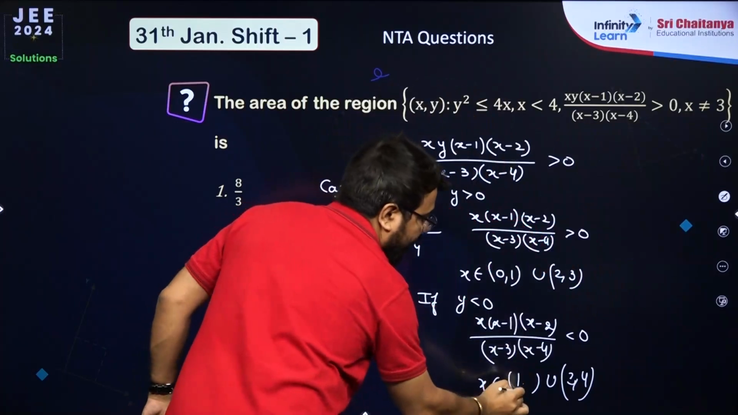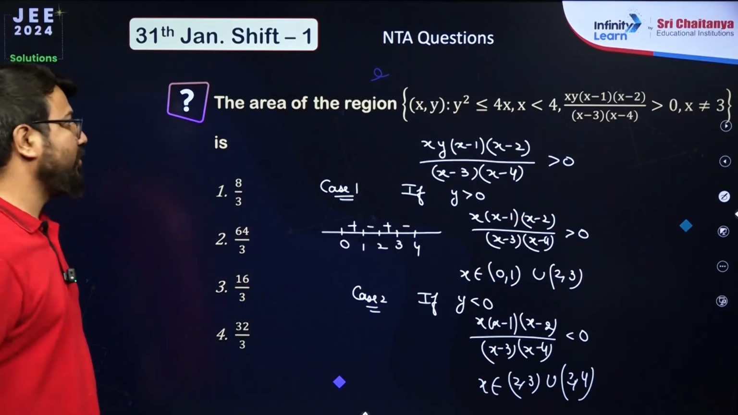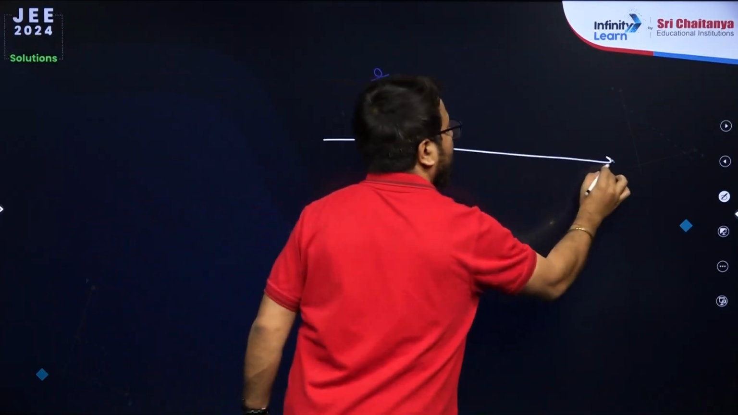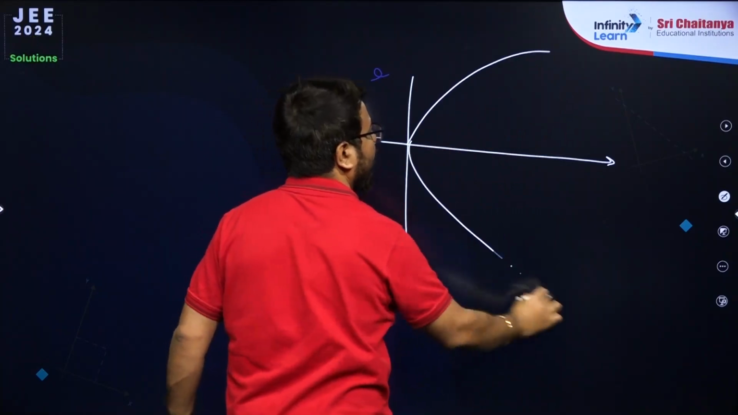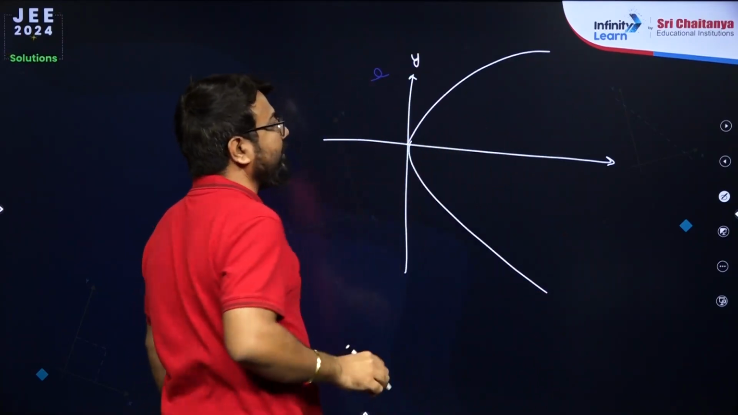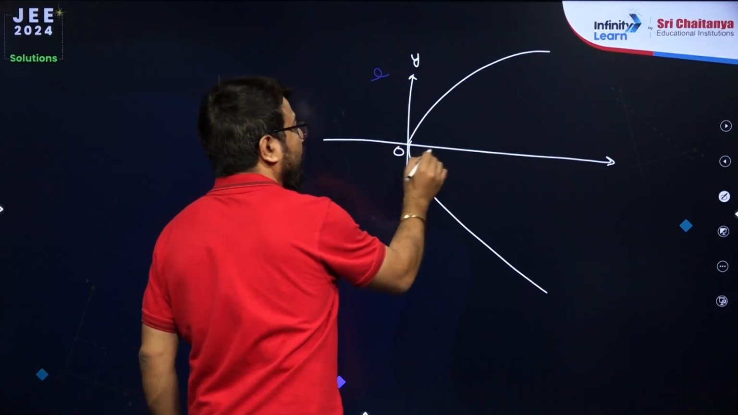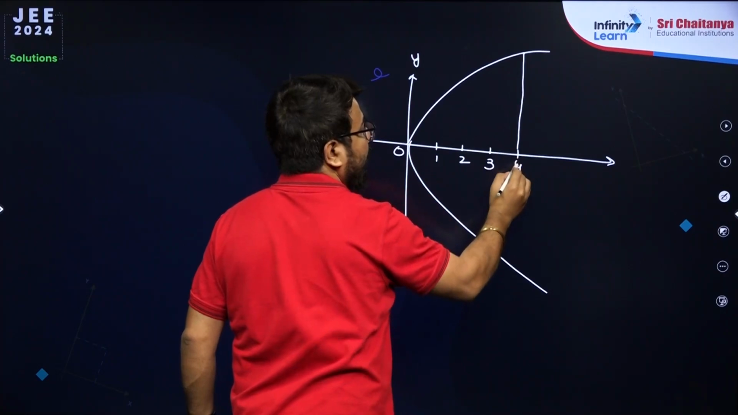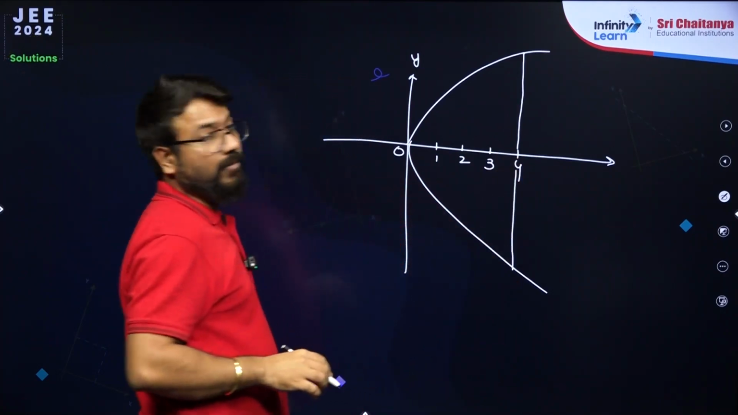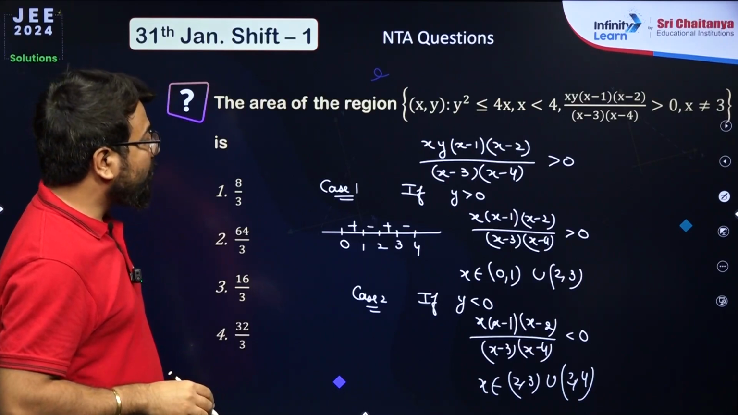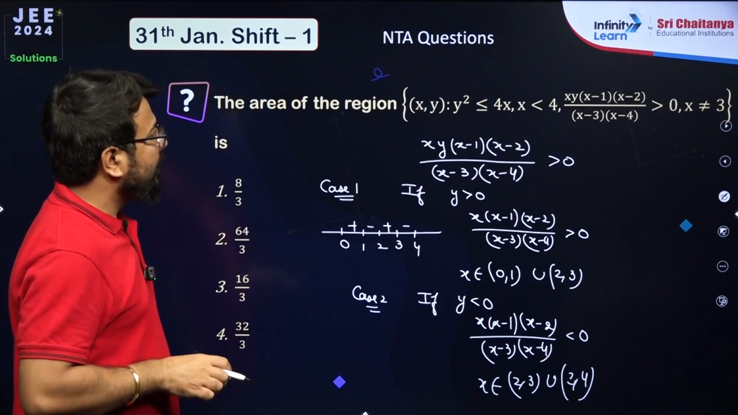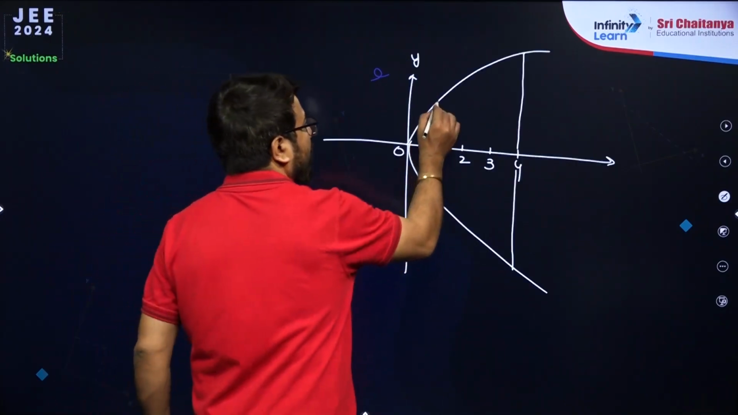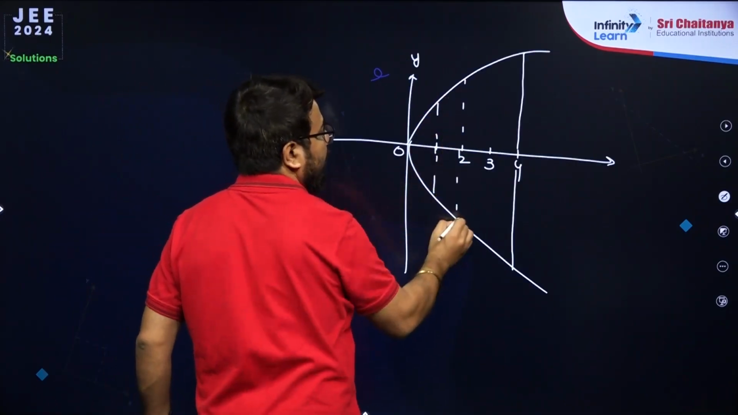Yes. Now how to draw the graph of the given expression? First of all, I'm writing the graph as y square equals 4x. This is the graph of y square equals 4x. Then here we have 0, here we have 1, 2, 3 and 4. We need not exceed this 4. This is important. And one more thing they have told us, between 0 to 1 and 2 to 3. So 0 to 1 is this, 2 to 3 is this.